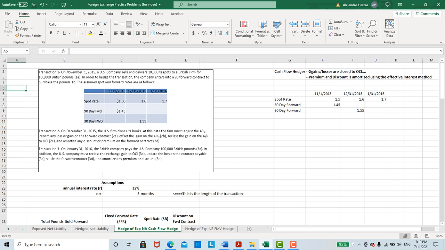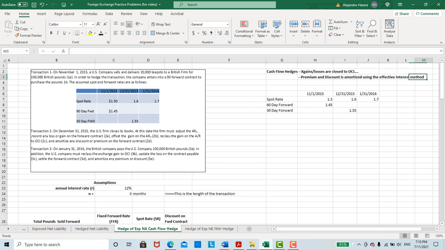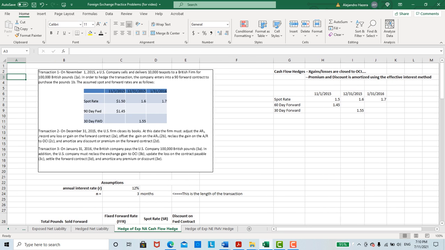Now, cash flow hedges are typically used to hedge a receivable or payable in a short-term transaction. Okay, and I'm going to get right into this. Remember, there are two rules for cash flow hedges that I talked about last time. Number one is gains and losses, exchange gains and losses, close to OCI. They basically clear themselves out. And then premium and discount is amortized using the effective interest method, which can make this sort of a pain.